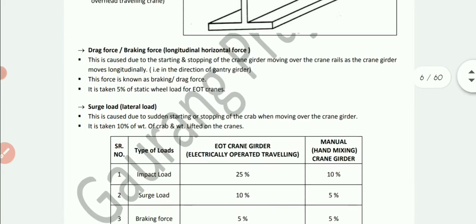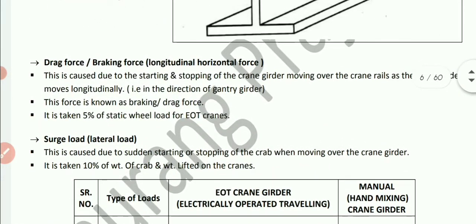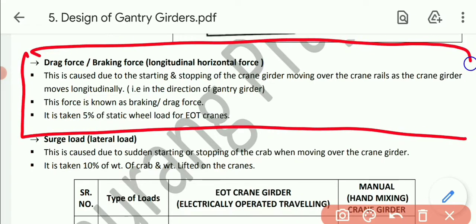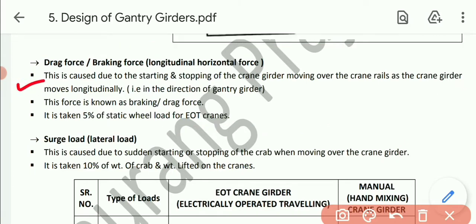The next one is drag force, or we can say braking force, also known as longitudinal horizontal force. This is caused due to the starting and stopping of the crane girder moving over the crane rails, as the crane girder moves longitudinally, meaning in the direction of the gantry girder. It is taken as 5% of the static wheel load for the EOT cranes.